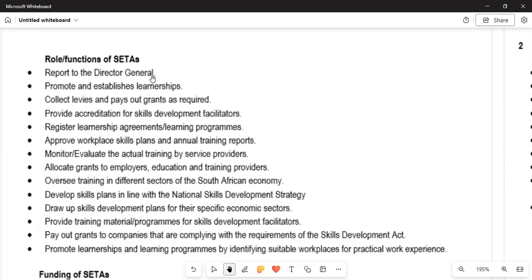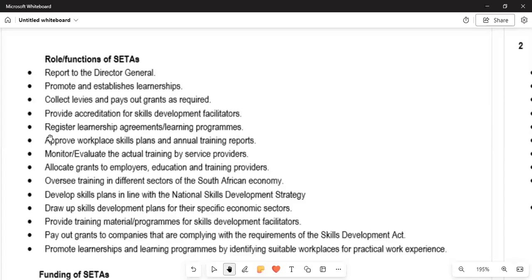These SETAs also provide the accreditation for skill development facilities. They are the ones who are going to give you the go-ahead for the organization to provide skills and training to employees. They also register learnership agreements and learning programs. So they are the ones who are going to register the learnerships.